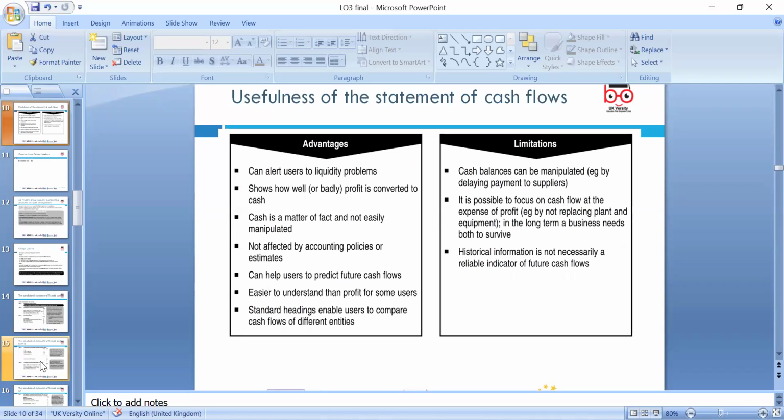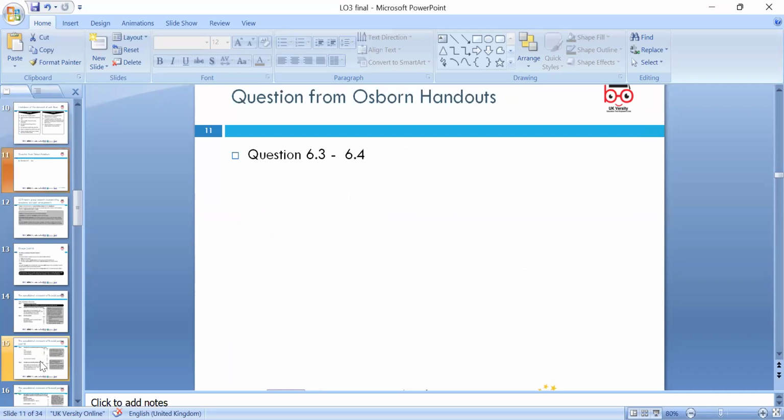Of course, the cash flow statement is a very useful technique. It shows the liquidity position of the company. Some limitations: the cash balance can be manipulated. Sometimes it is possible to focus on cash flow at the expense of profit. Replacing the plant or equipment in the long run is needed for survival, so we need to look at both.